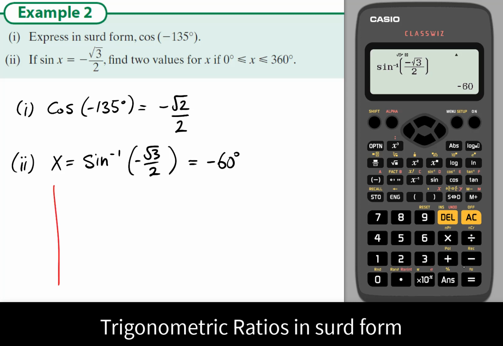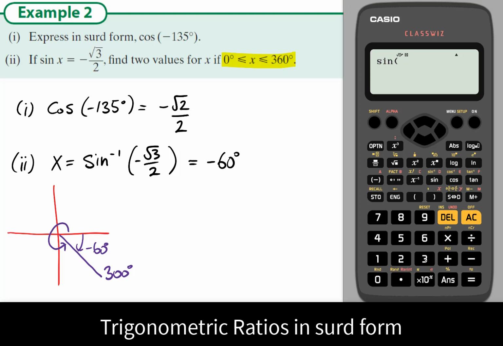But let's draw a little picture of it to see where negative 60 is. So negative 60 would be 60 degrees down from the positive side of the x-axis, in the clockwise direction. And if we go in the anti-clockwise direction, we would see that that's the same as 300 degrees. So one of the answers, we'll call it x1 maybe, is 300 degrees.